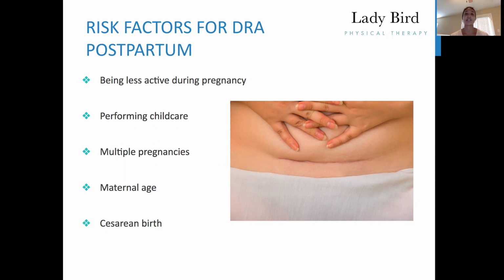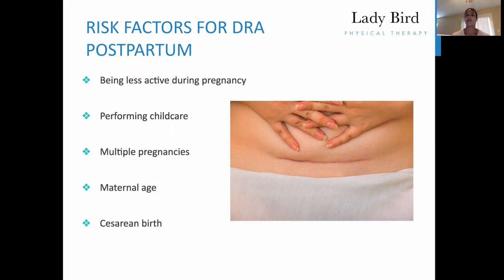Maternal age. This really has to do with the fact that biologically, our body loses the ability to regenerate. So these tissues, like the connective tissue and the fascia, will not be able to heal as well as we get older. And then finally, a cesarean birth.